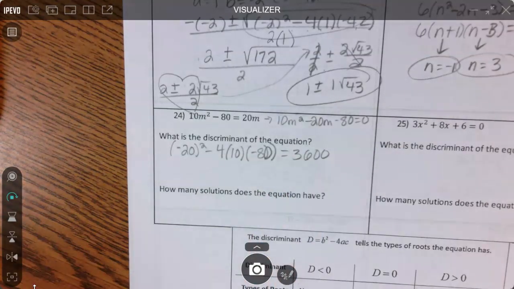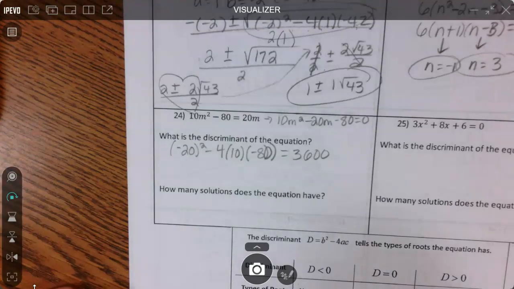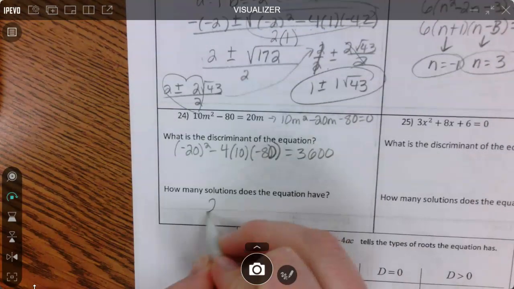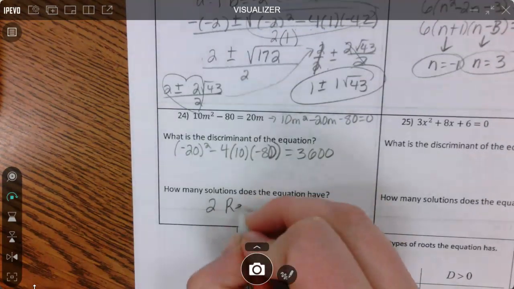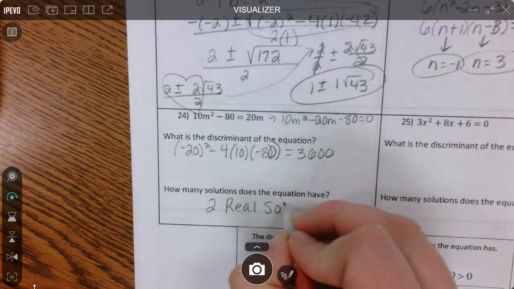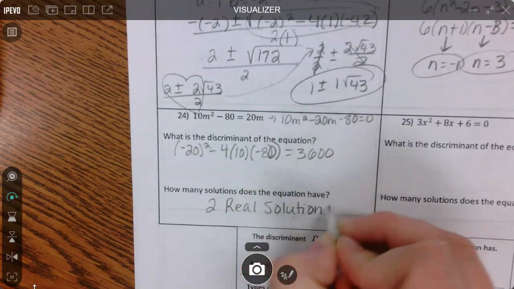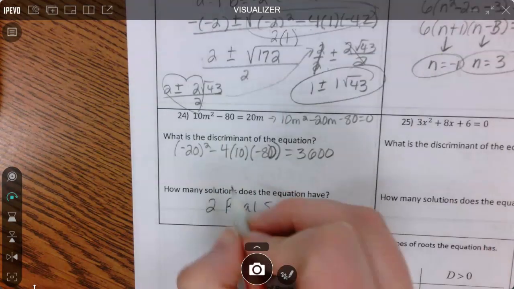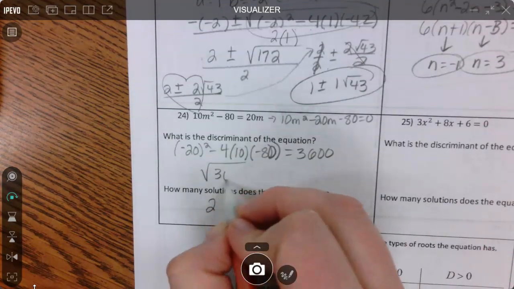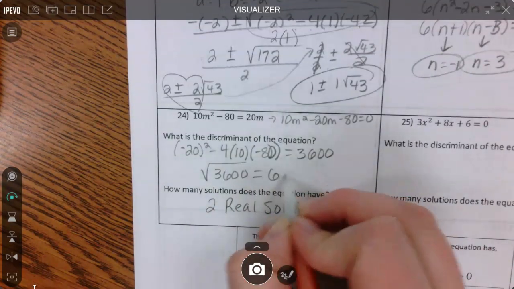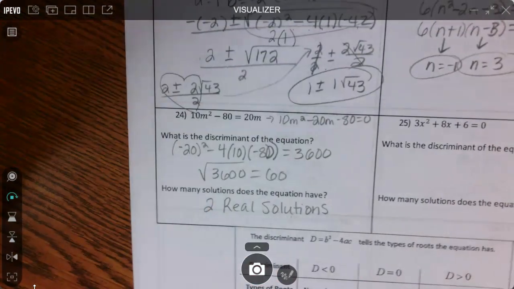Is 3,600 greater than 0? Yes. So that means there will be two real solutions. And when you simplify this, when you take the square root of 3,600, you get 60. Okay, number 25.